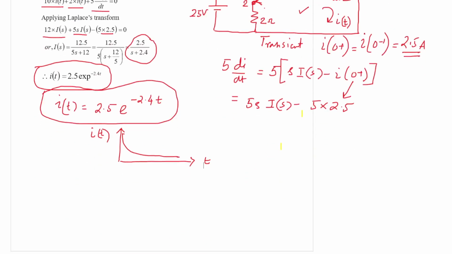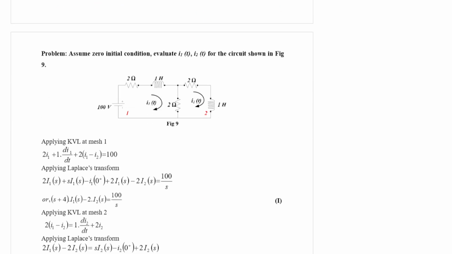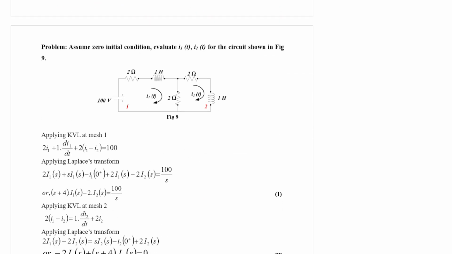So let us move towards the next problem. Now it is a two mesh system problem. So the first condition is that we assume zero initial condition, so let us make the problem very simple. So we have no current through the inductor, and we have also no voltage across the capacitor.